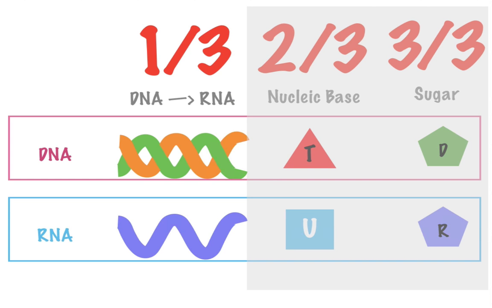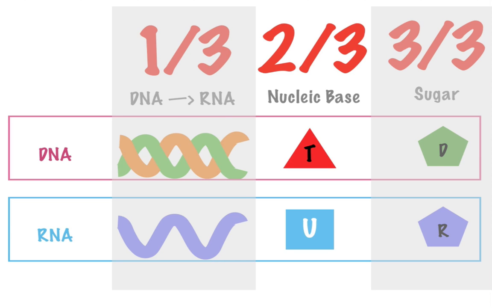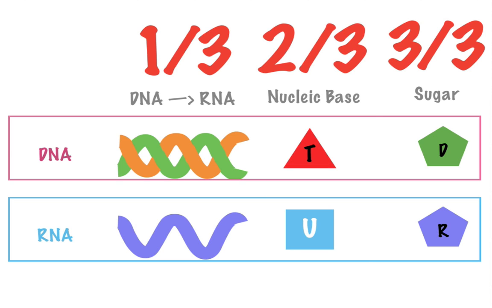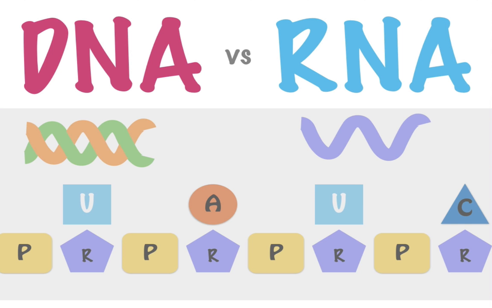Alright, so let's rewind here and summarize. The first difference between DNA and RNA: DNA is a double-stranded helix, RNA is a single-stranded molecule. The nucleic base thymine is replaced by uracil. And third, the deoxyribose sugar is replaced by ribose. So those are the three main differences between DNA and RNA.